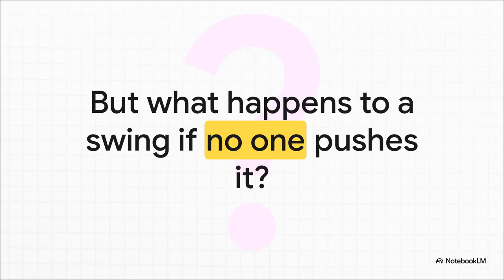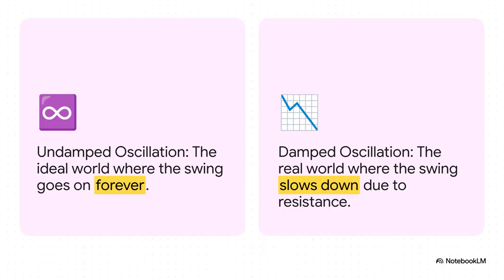Okay, but here's the thing, and it's a really important question. In the real world, what happens to that swing if no one is there to give it a push every once in a while? You got it. It slows down, and eventually it just stops, all because of friction. Now, in some perfect, ideal world, that swing would go on forever. We call that undamped oscillation. But back here in reality, circuits have resistance, which is basically the electronic version of friction. It makes the signal lose energy and fade out. And that's called damped oscillation.